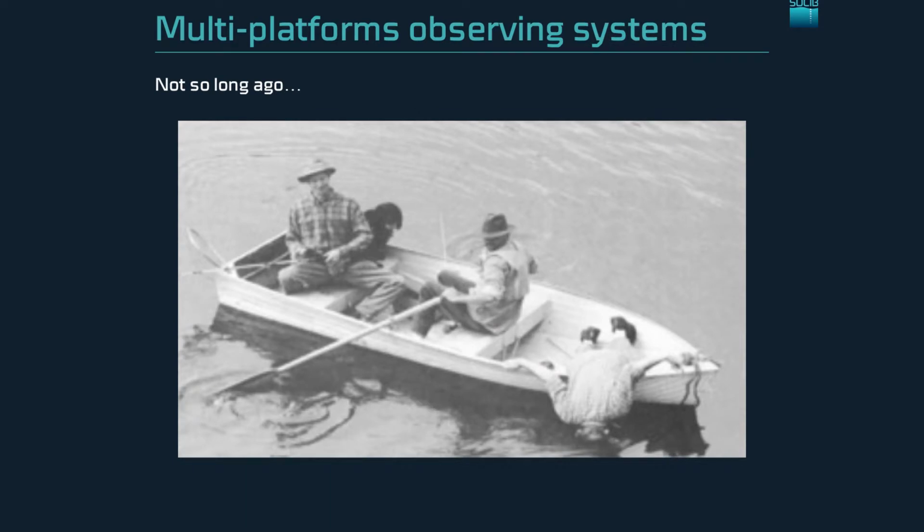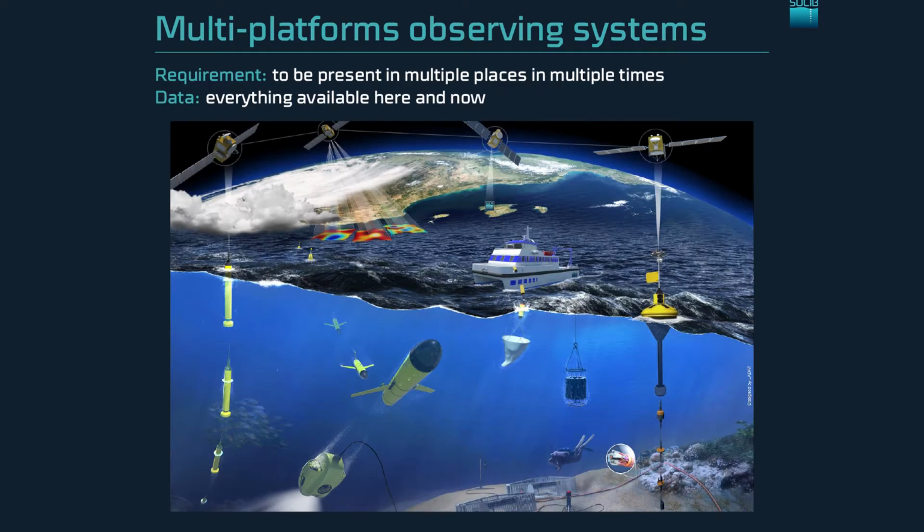So as I said, SOCIB is a multi-platform observing system. I wanted to say that not so long ago, I don't know how many years, oceanography meant the only instrument was the ship and the human, with some more elaborate instruments, like this guy with the head inside, but it can be a nice way to measure properties. Now it has changed, and we have to understand that the landscape to measure water properties is very different.